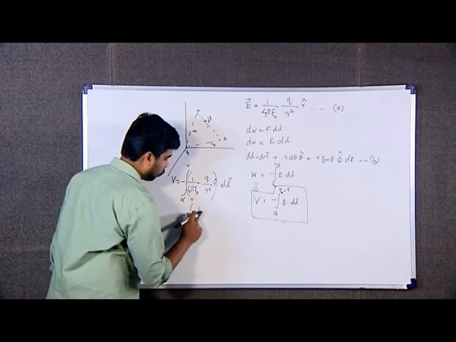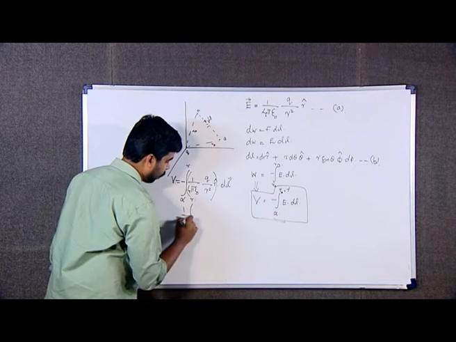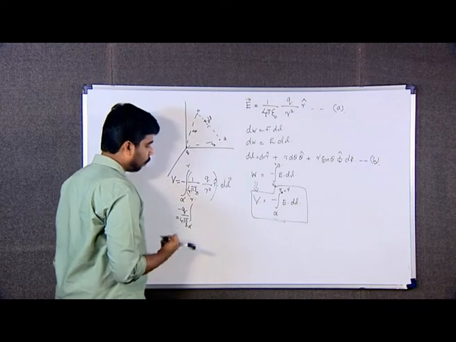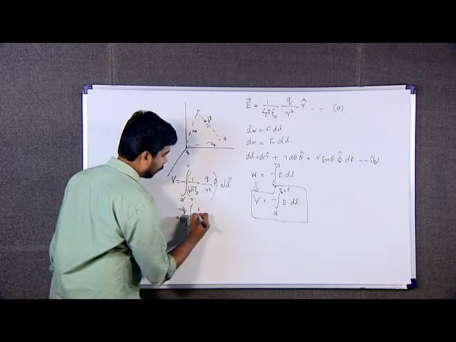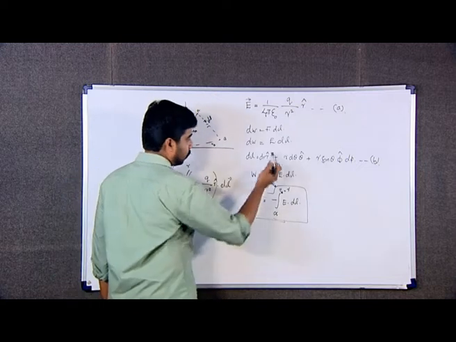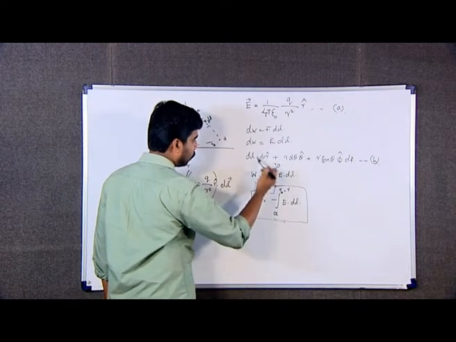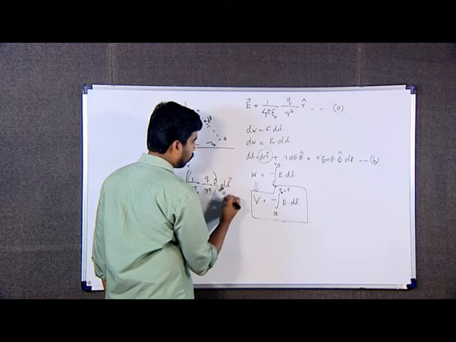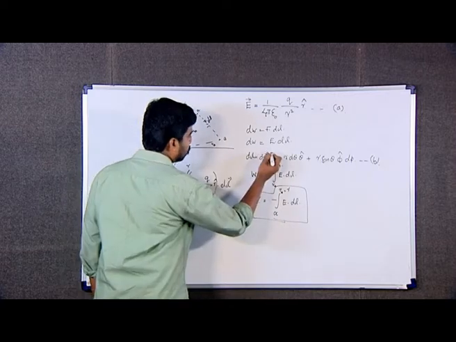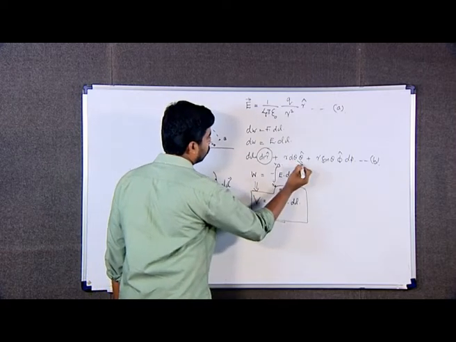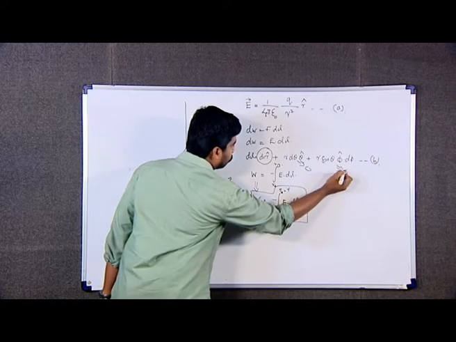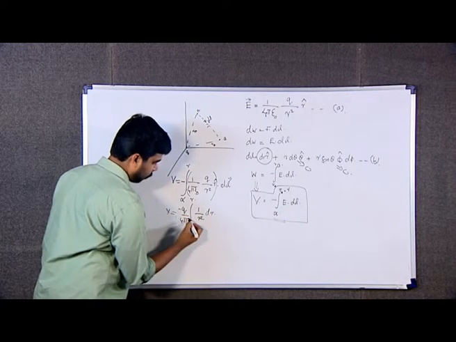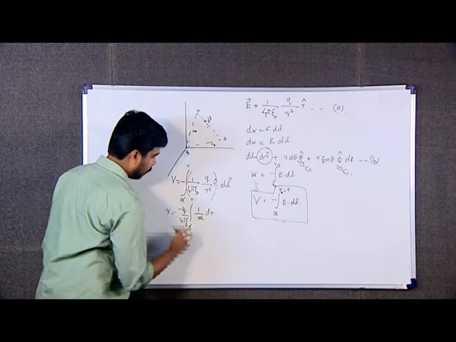1 by 4 pi epsilon 0. Epsilon 0 is a constant, so I can take 1 by 4 pi epsilon 0 out, and q also is a constant, so I can take q outside, leaving 1 by r square. As in the earlier case, on taking the dot product between dl and E, only the first term will survive, and all other terms will become 0. So, this is equal to minus q by 4 pi epsilon 0 into 1 by r square into dr.